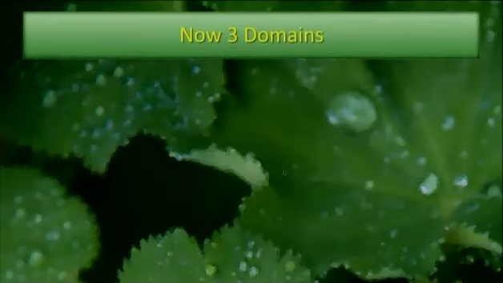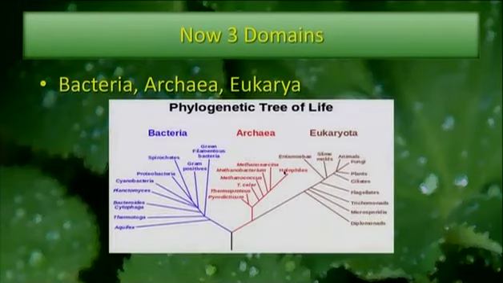But now we have 3 domains. You have the bacteria, the archaea, and the eukarya. You have differences in RNA between these groups. You have differences in cell wall content between the bacteria and the archaea, and other features that make them distinct from each other.